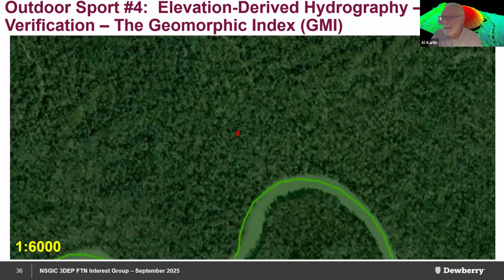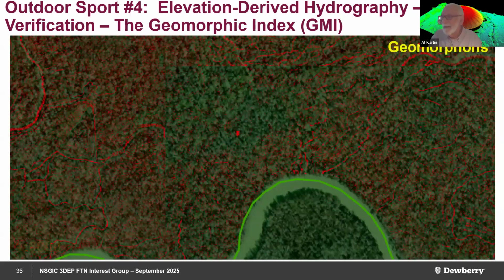So, maybe I can see something in my picture. There's my pin, and over an RGB image at 1 to 6,000, I can't see anything. I mean, that's just dense forest. Well, there's my geomorphons. And those are the ridges, I'm sorry, the valleys and the spurs. And you can almost see, if you pretend there might be something there, there might be something there, there might be something there. You can see there's an issue with the elevation model because it kind of fuzzes out there.